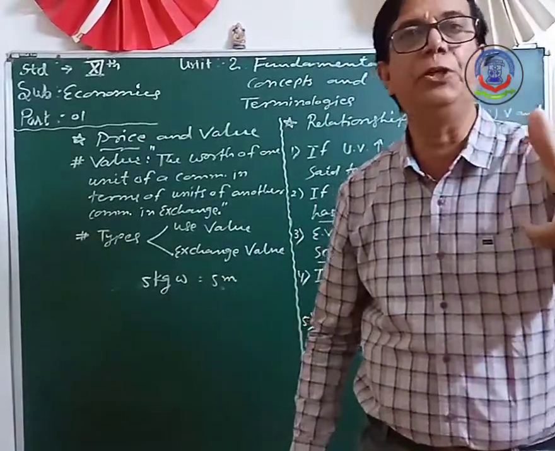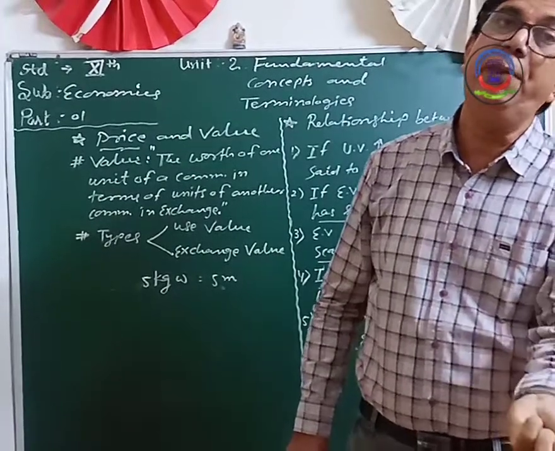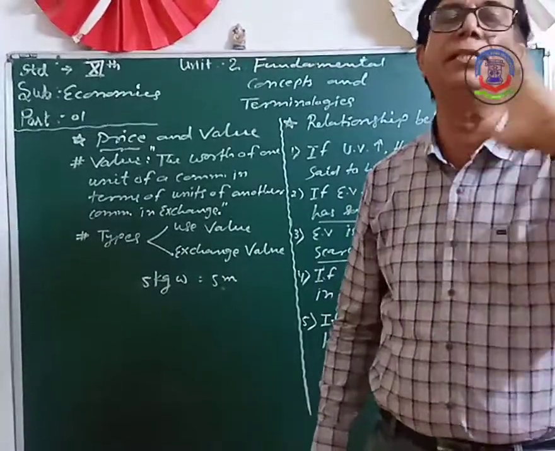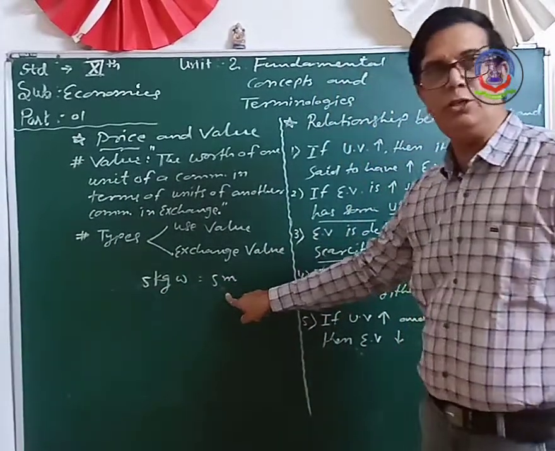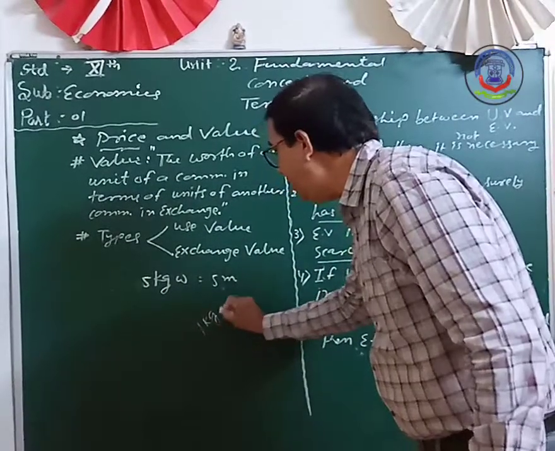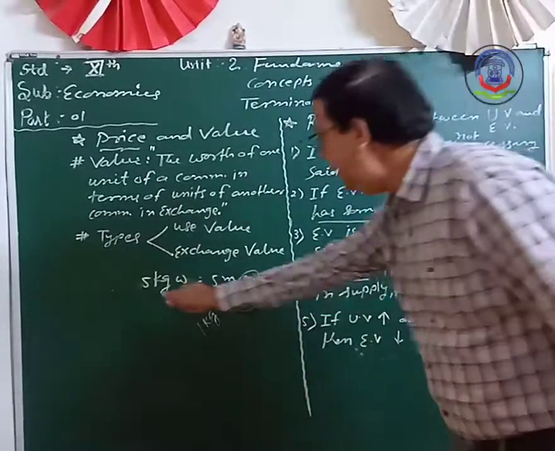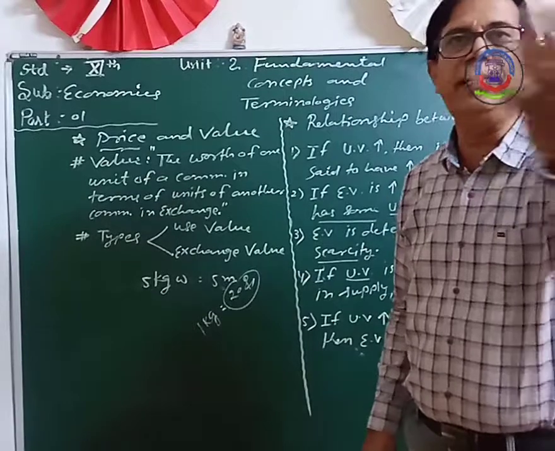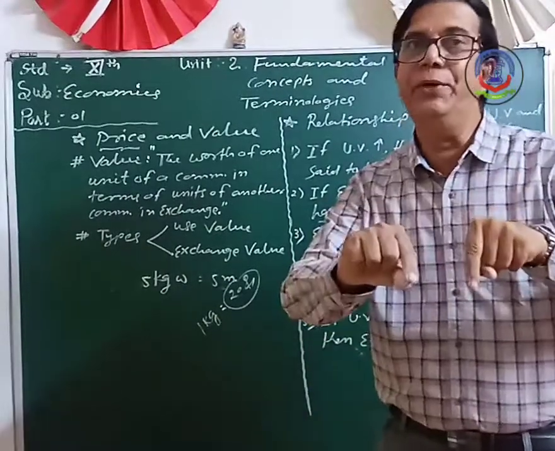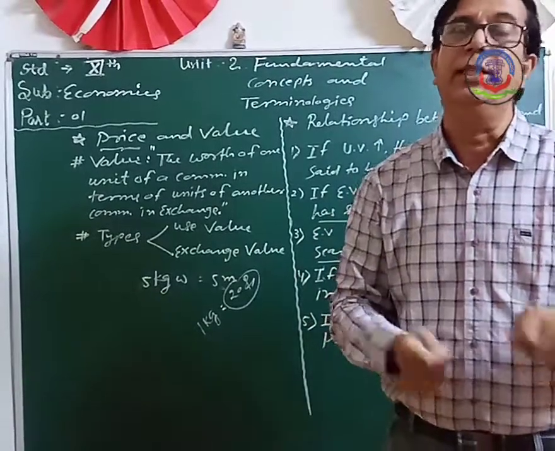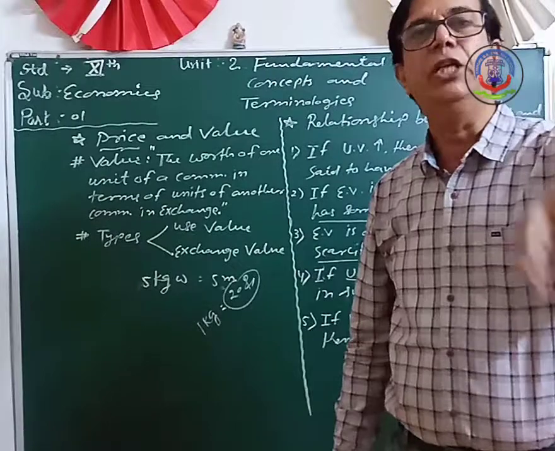Here, in exchange of goods and services, we pay the money. So whatever we pay in terms of money for exchanging goods and services is known as price. In the barter system, 5 kg wheat is equal to 5 meter cloth, but here 1 kg of wheat is equal to 20 rupees. So 20 rupees is the price of wheat. Earlier we exchanged 1 meter cloth for 1 kg wheat. So this is the value of goods, exchange value. But here in exchange we pay the money. That money, whatever we pay for exchanging goods and services, is known as price.